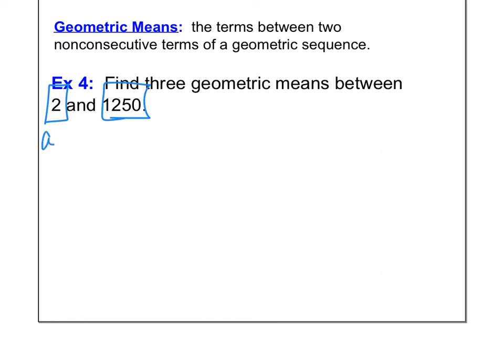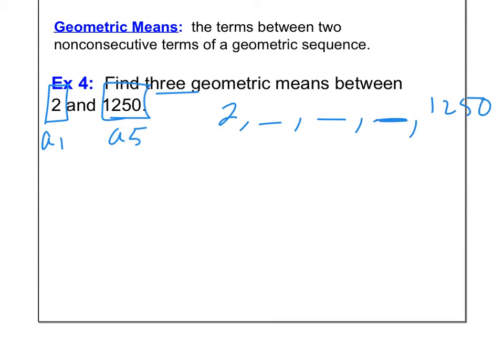So I'm going to call this a sub 1. And if there are 3 items in between 2 and 1,250, then that means that this guy would be our a sub 5. So what we can do is use this information to find our common ratio. If we know our common ratio, then we can take that value of a sub 1 and multiply it by the ratio 3 times to get our 3 missing terms.